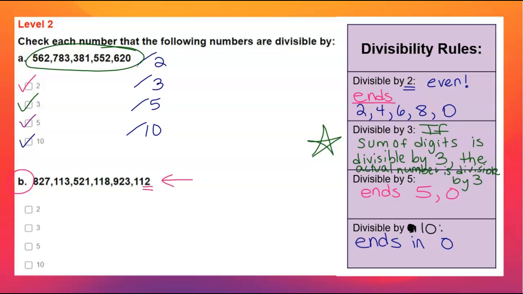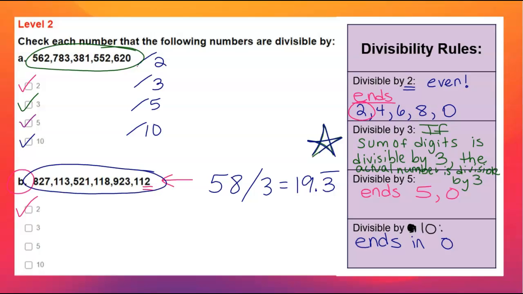This number is even because it ends in a 2. So since it ends in a 2, it is divisible by 2. Is it divisible by 3? Well, if you took the moment and added up all those digits, you would have gotten 58. And 58 divided by 3 is 19.3 repeating. So 3 is not a factor of 58, so 3 is not a factor of that large number.